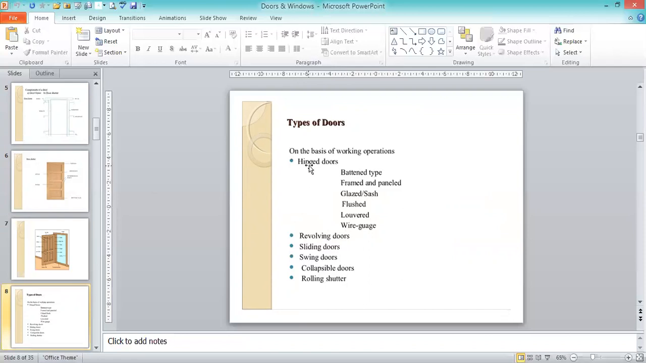So the types of doors based on working operation are hinged doors, revolving doors, sliding doors, swing doors, collapsible doors, and rolling shutter. The hinged door is again classified into batten type, framed and panel type, glazed type, flush type, louvered type, and wire gauge type. Now we can see them one by one. What is the hinged door?